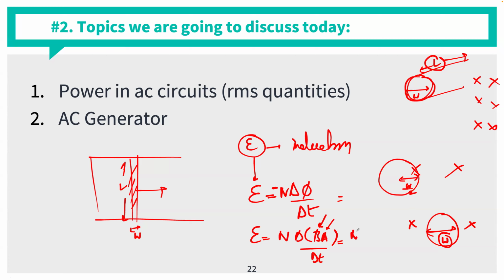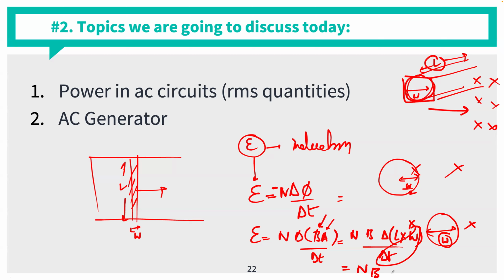So what I can write, taking B outside, area can be written as length into width of the conductor, assuming the conductor is rectangular shaped. So length into width of the conductor divided by delta T. So at what rate is the width changing? The answer will obviously be the speed with which the conductor is moving inside. So I can replace that with N into B into L into V. Since the conductor is only one, the number of turns is one. So the formula for EMF will be BLV. I'm writing down here: the formula for EMF is BLV.